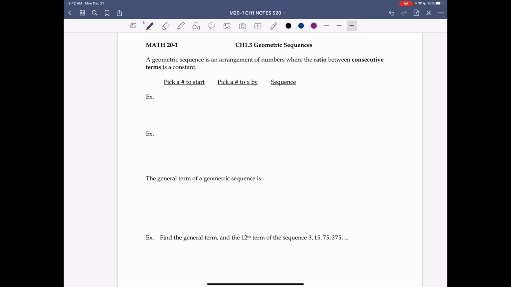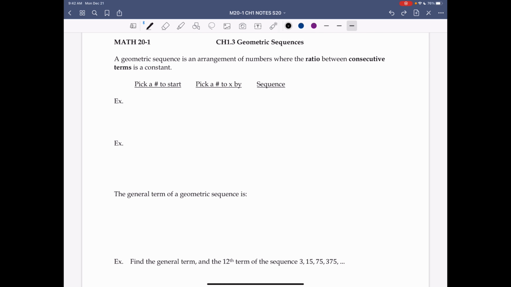Example, let's pick a number to start. I'm going to pick the number 5 to start with. Pick a number to multiply by. I'm going to pick the number 2, and then write our sequence. First term is 5, second term is 10, third term is 20 because we're multiplying by 2. Fourth term is 40, fifth term would be 80, and so on.